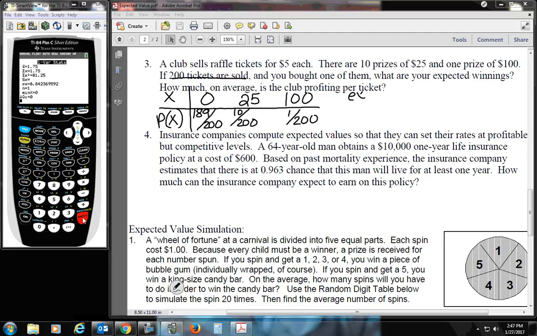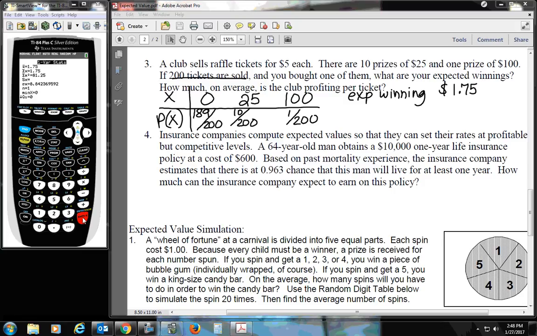So the expected winning, if you will, for each person on average is $1.75, which probably doesn't make a whole lot of sense conceptually, because 189 people are going to lose. They're not going to win $1.75. But that one person that's winning $100 averages out with everybody else. And so that's why the ticket has an expected value of $1.75, even though realistically you're either going to lose, win 25, or win 100. But because of the 11 people that are winning, it averages out to $1.75.